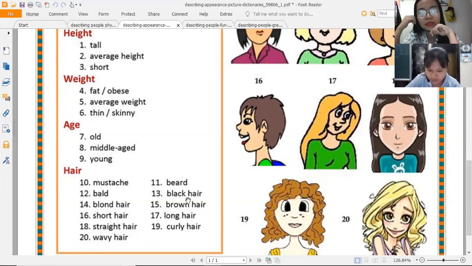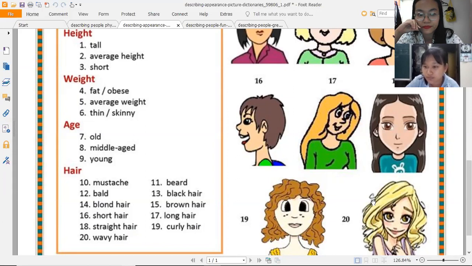This one, blonde hair. What is blonde? Blonde means yellow, right? Lighter than yellow. It's maybe 20 here. Can you see the picture, 20? Yes, this color is blonde, right? Blonde.